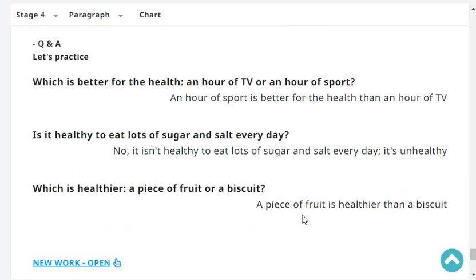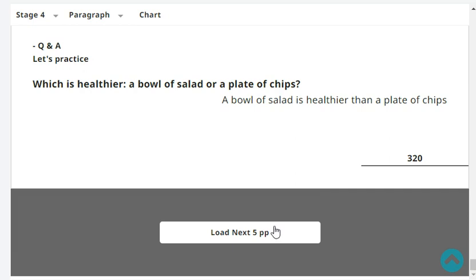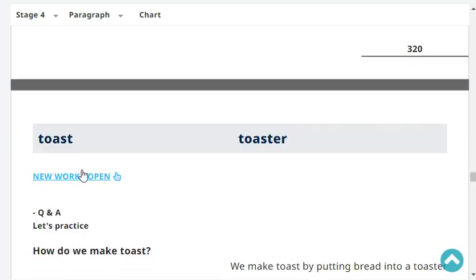Which is healthier, a piece of fruit or a biscuit? A piece of fruit is healthier than a biscuit. Which is healthier, a bowl of salad or a plate of chips? A bowl of salad is healthier than a plate of chips. Very good.